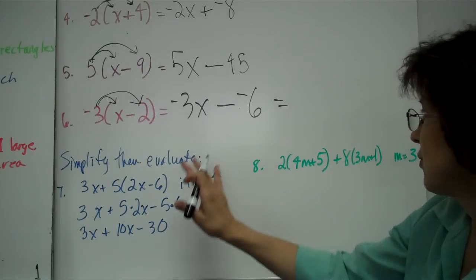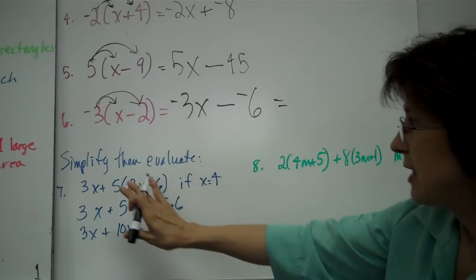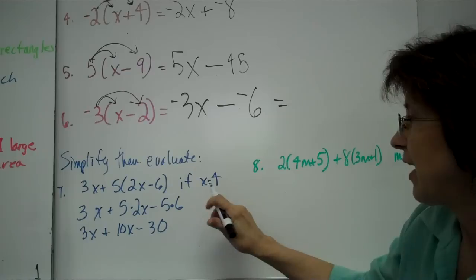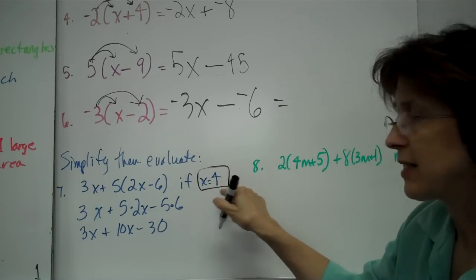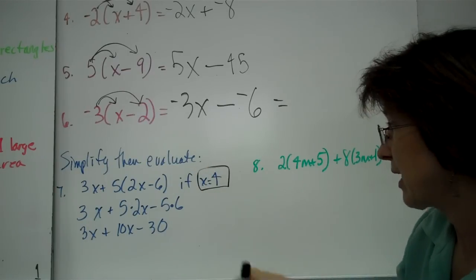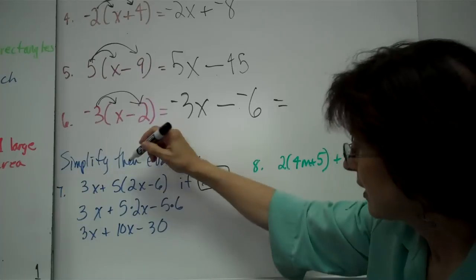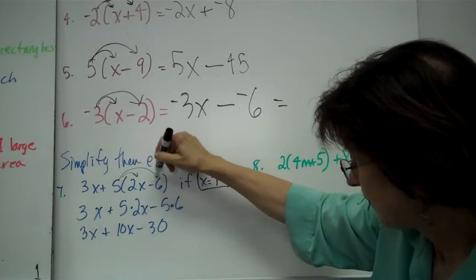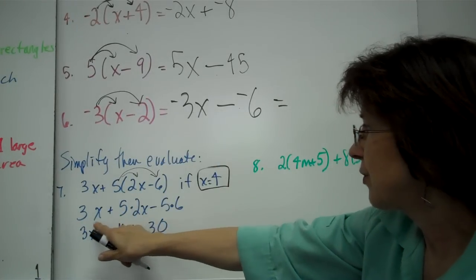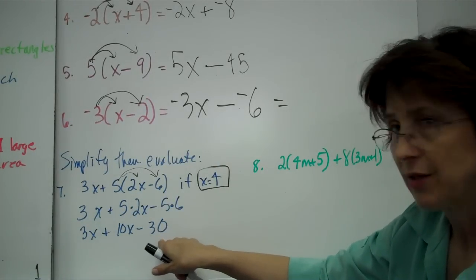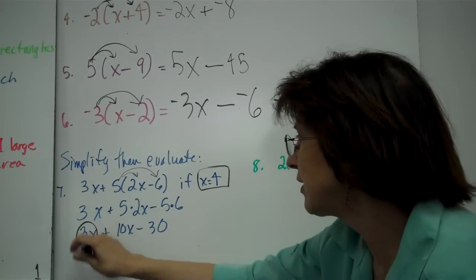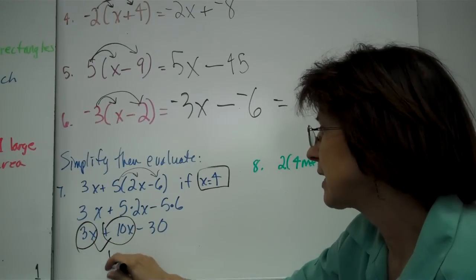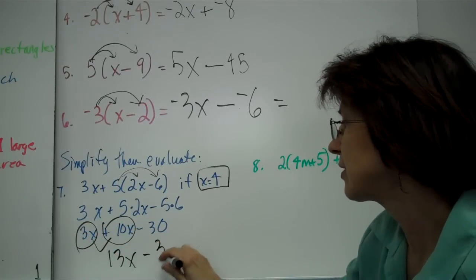Okay, so let's do some a little bit more complicated ones, and this time they want you to simplify it and then evaluate it given this number. Like if x equals 4, we plug the 4 back into the x. So here I started this. I didn't draw my arrows, which I should have done. Okay, then I got 3x plus the 10x minus the 30. Okay, so I'm going to combine my like terms. 3x plus 10x is 13x minus 30.